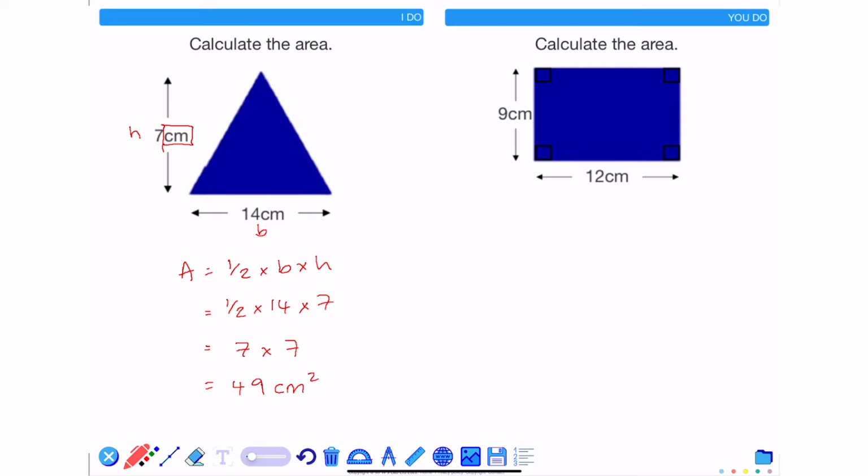with area. Pause the video here and have a go at the question on the right hand side. When you're ready for the answer, press play.